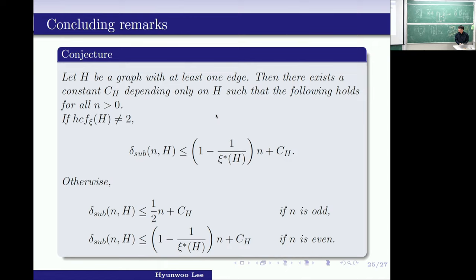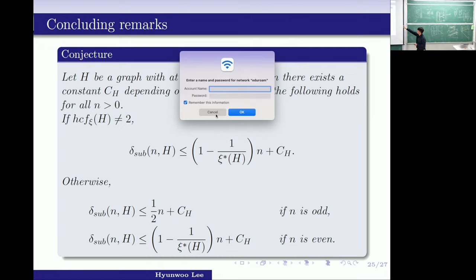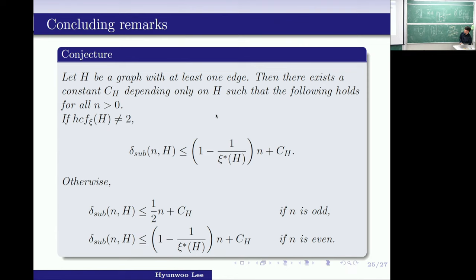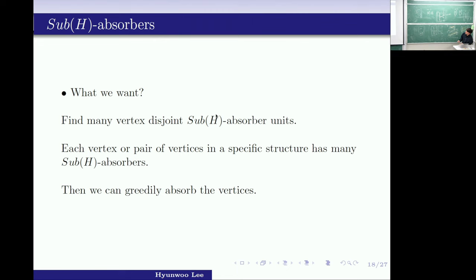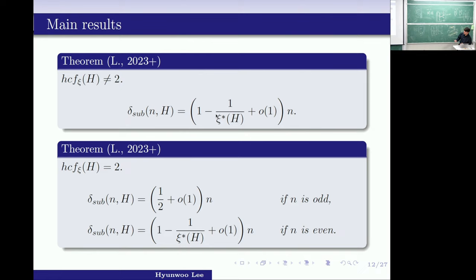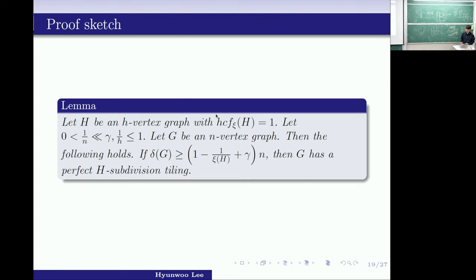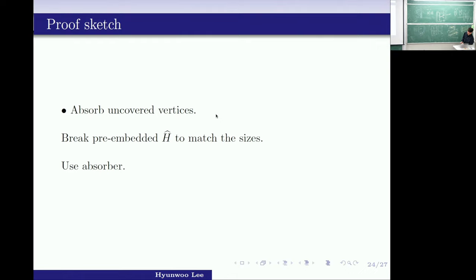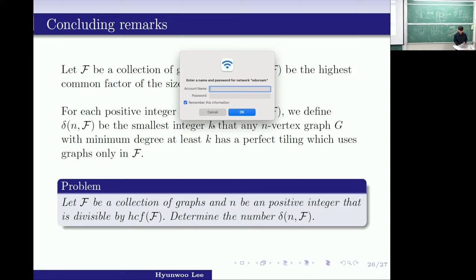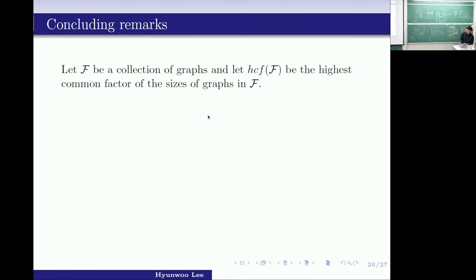Okay, so now I will talk about the concluding remark. So this remains a conjecture. It is nothing but just replacing: can we replace our error term, little-o of n, with just a finite additive constant which depends only on H? Basically, our result has an error term, this little-o term, and my conjecture is that we can actually limit that to just a constant. So that is the first conjecture.